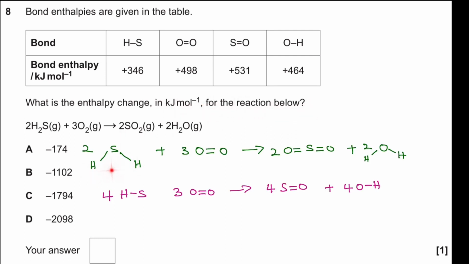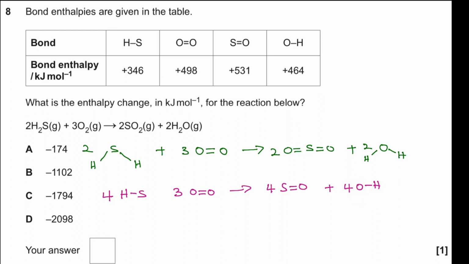For the reactants, I'm breaking 2 H2S. 1 H2S has 2 H-S bonds, and times 2, that's 4. We've got 3 O=O double bonds, and we've got 2 S=O bonds each, times 2, so that's 4 S=O bonds. And we've got 2 O-H bonds each, times 2, so that's 4 O-H bonds.